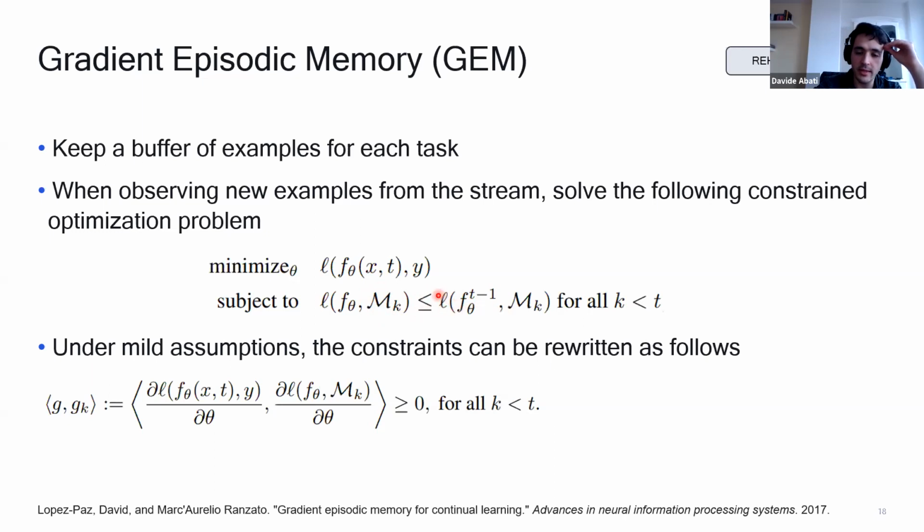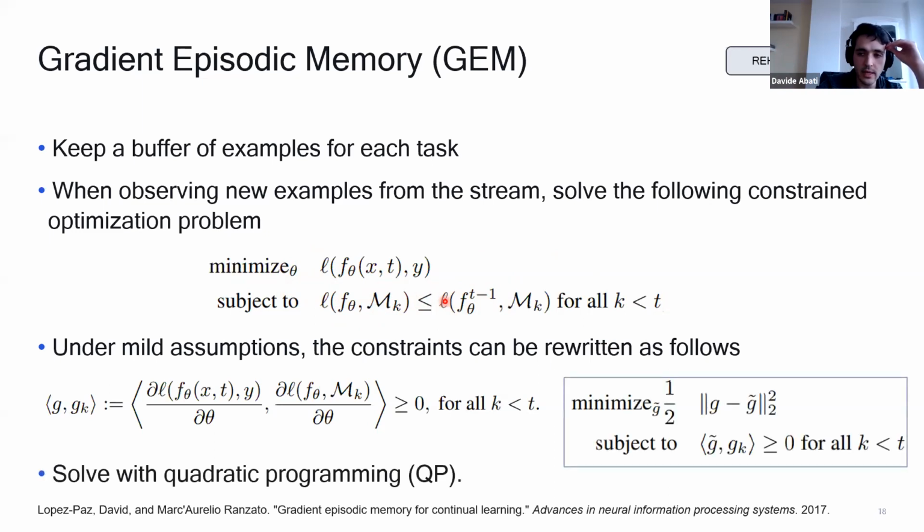So the loss function over the memory buffer is constrained to decrease. So we have to change somehow the gradient that we apply to the weights so that these constraints are respected for all tasks. And under some mild assumptions, the authors can get to this constraint optimization problem. This is a constraint optimization problem that is performed for each batch of data.